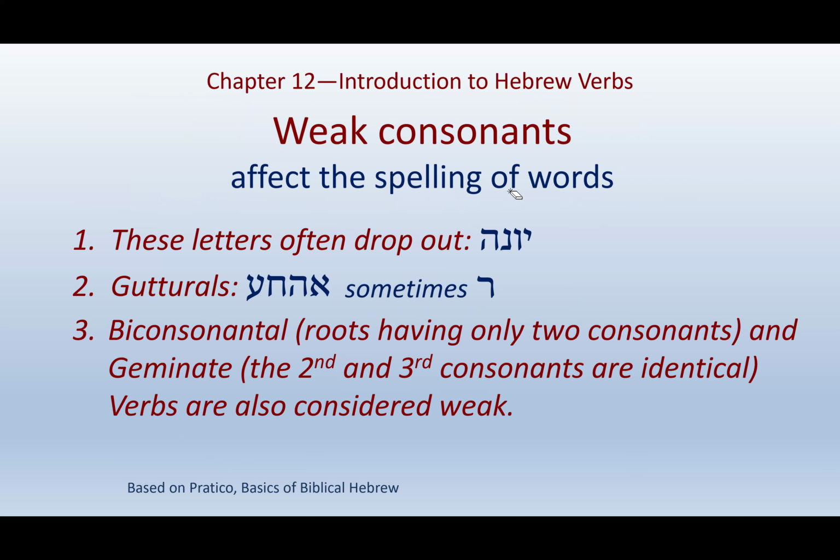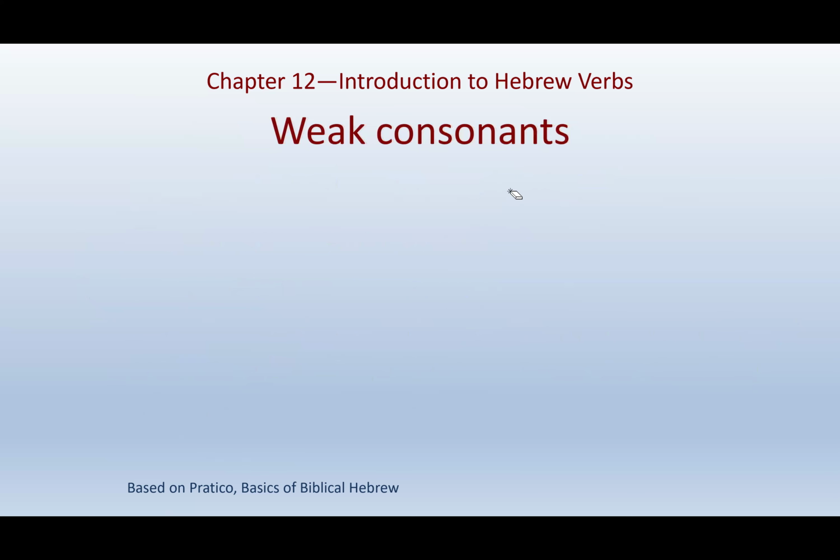We have biconsonantals. That's roots having only two consonants. I'll have some examples of this in a couple of slides here. And then there's the geminate. Gemini means twins. And so that means the second and third consonants are the same letter. Those are also considered weak verbs, as opposed to a strong verb.